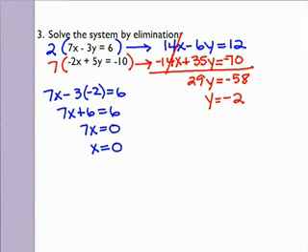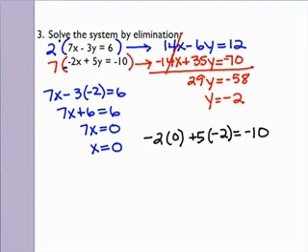But I'm going to go ahead and take it and plug it into the red equation up here just to make sure that I did it right, because I already plugged it into this one. So now I'm going to plug it into this one. Negative 2 times 0 plus 5 times negative 2 equals negative 10. And that checks. So my ordered pair is 0, negative 2.